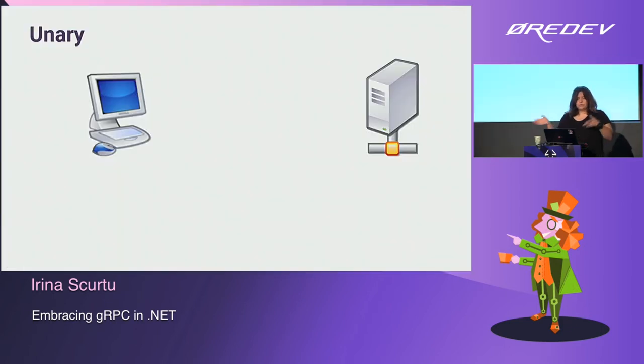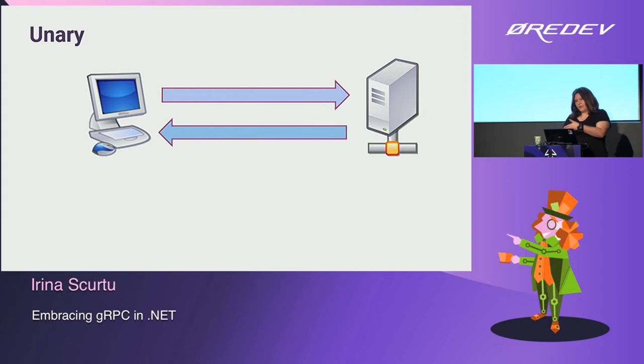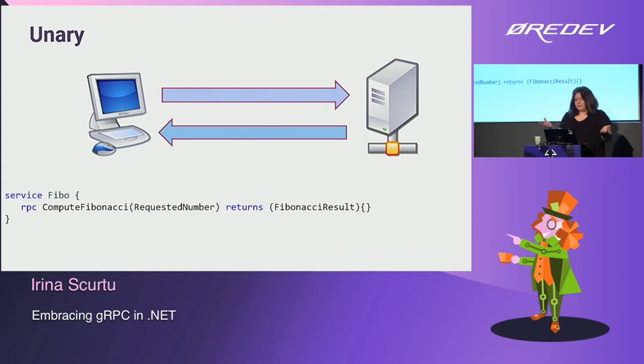So unary. Two parts are involved, the client and the server, the consumer and the calling party. What happens is that the client always initiates a request. Even in gRPC, it needs the client to initiate the communication with the service, with the API. So it's not like in SignalR, where the server is pushing things without the client wanting it to. Request issued, request received, and response sent back. If you want to express something like that in a service definition, it's as you've seen before: RPC, service name ComputeFibonacci, one thing in as the parameter, and returns one thing out.